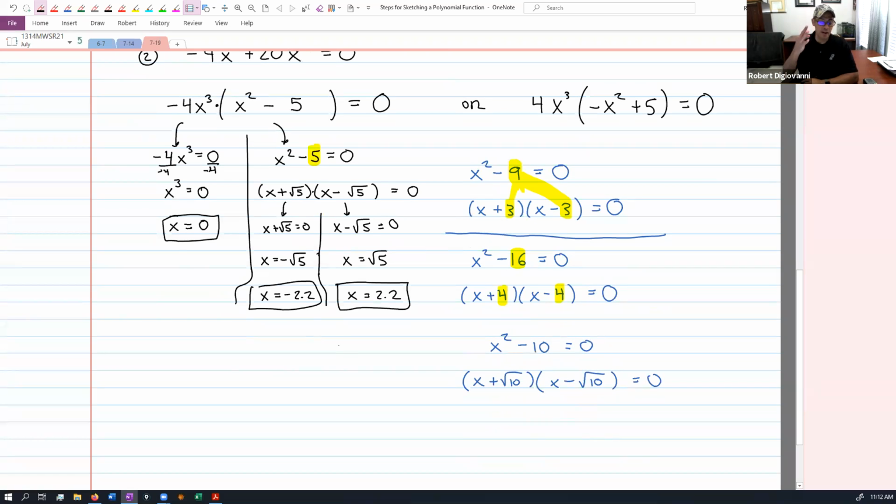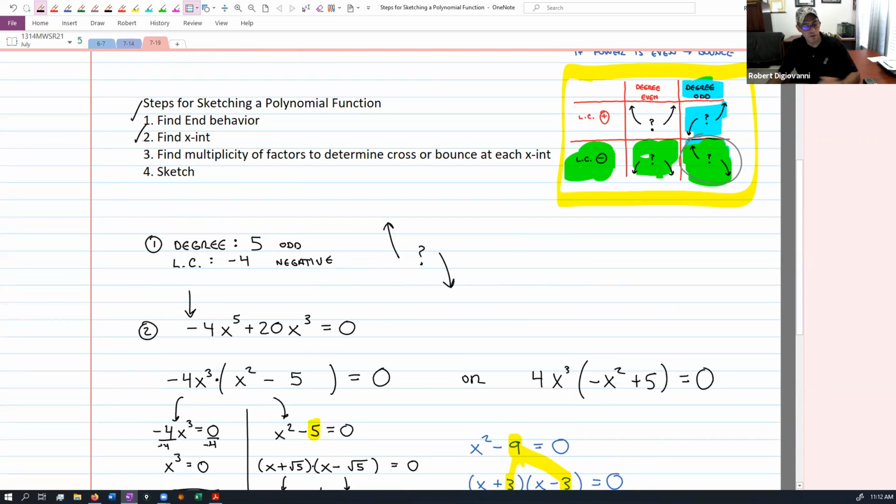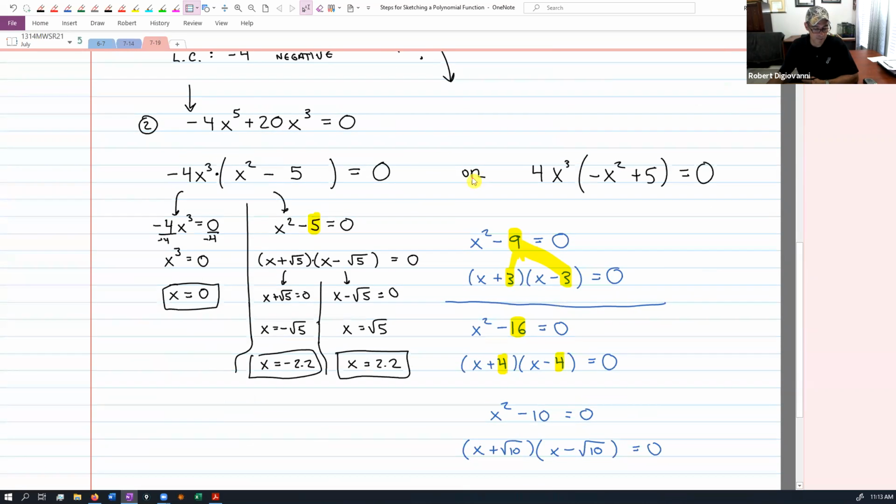So I have 3 x-intercepts. Once we have found the x-intercepts, we need to find the multiplicity of the factors and determine if we cross or bounce at each of these x-intercepts. So this is the tricky part, because what you have to do is focus your attention on when we had the factors written out, and this is the blue parts.